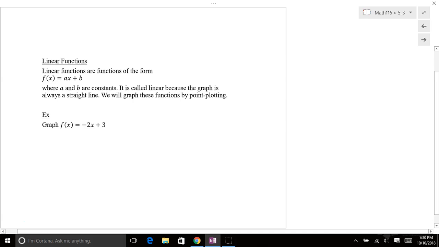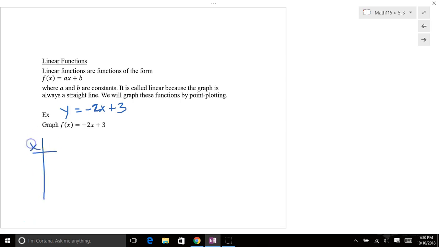So here's an example. f of x equals negative 2x plus 3. And remember, f of x is just your y. This is the exact same thing as saying y equals negative 2x plus 3. So what we're going to do is create a table of values.